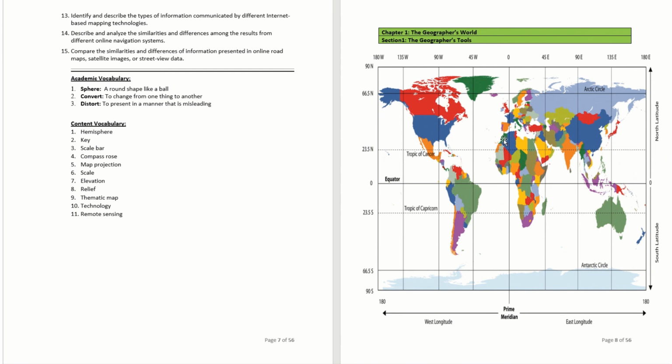So friends, that was today's lesson on imaginary lines. In the next lesson we'll be talking about the difference between a map and a globe and what a map projection is.